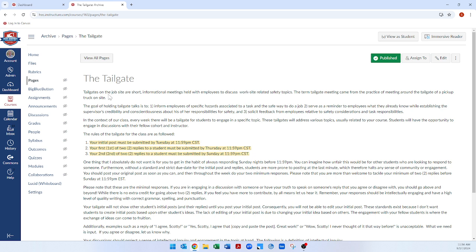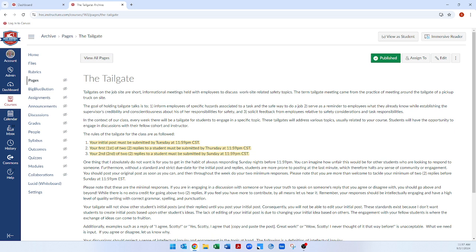But tailgates are like, if you come from construction, you've had many tailgate meetings, usually in the morning before you start a job or continue a job. And we usually talk about work site related topics and so on and so forth. Now, I want you to thoroughly go through this. This is the rules. Let me start just a little bit up here. Here we go, specific habits.